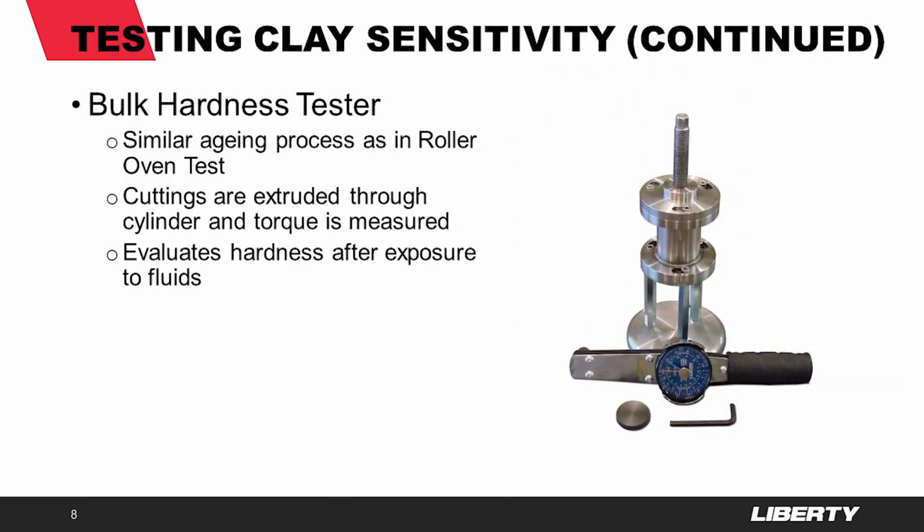Bulk hardness testing is a newer procedure that we use to look for changes in the hardness of the material. The slurry is conditioned in a similar way to the roller oven test, but then we add the cuttings to a cylinder and extrude them through it. Torque is recorded as the cuttings are forced through, and a decrease in torque shows softening of the cuttings. This yields some insight into the potential softening of the fracture face and proppant embedment.